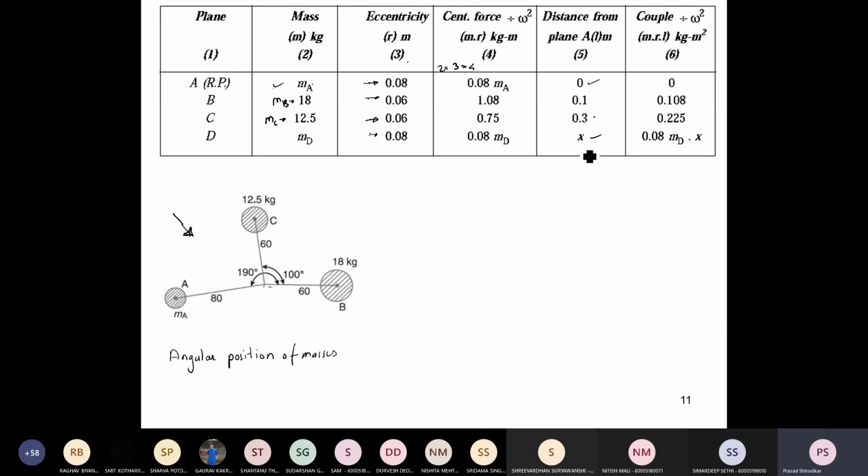Alright. Is it clear now? Yes, sir. Okay. And the last column is just the couple, that is column 6 is 4 into 5. Column 4 into 5. That gives you column 6.